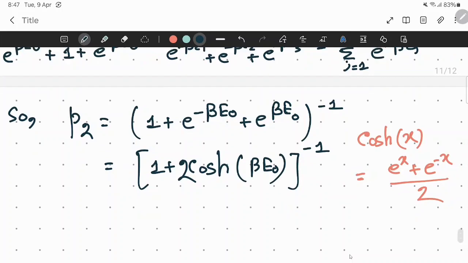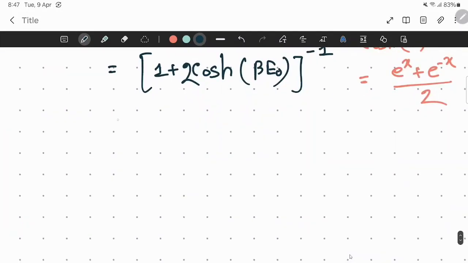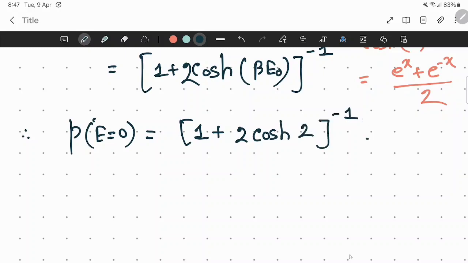Okay. Now you know beta E0 value is given as 2 as well. So P of E equals to 0 is eventually 1 plus 2 cos hyperbolic 2, inverse.